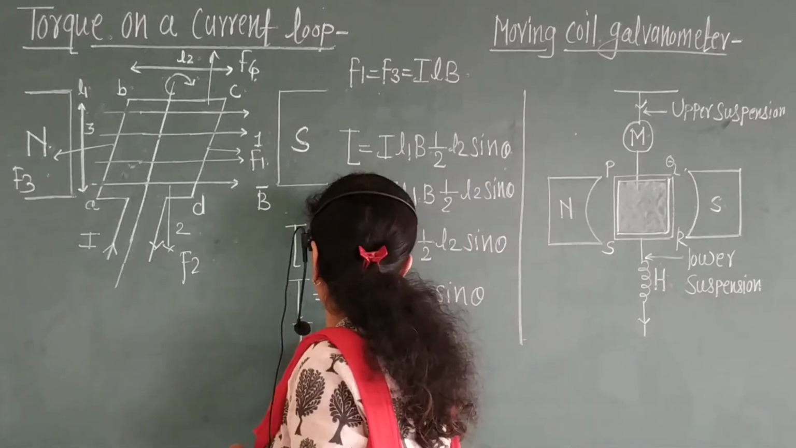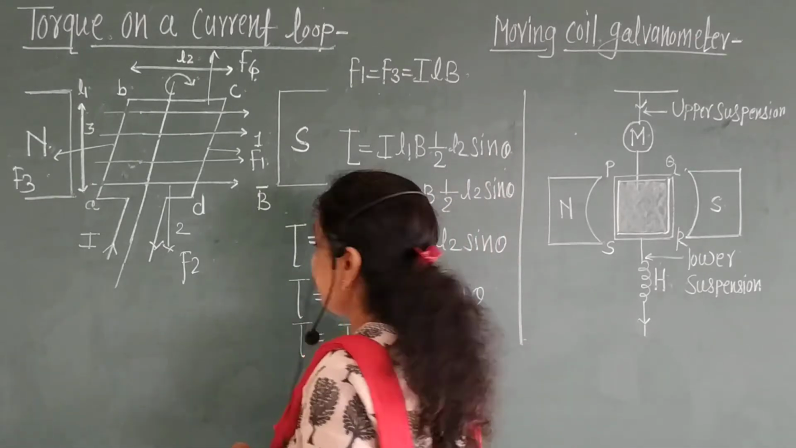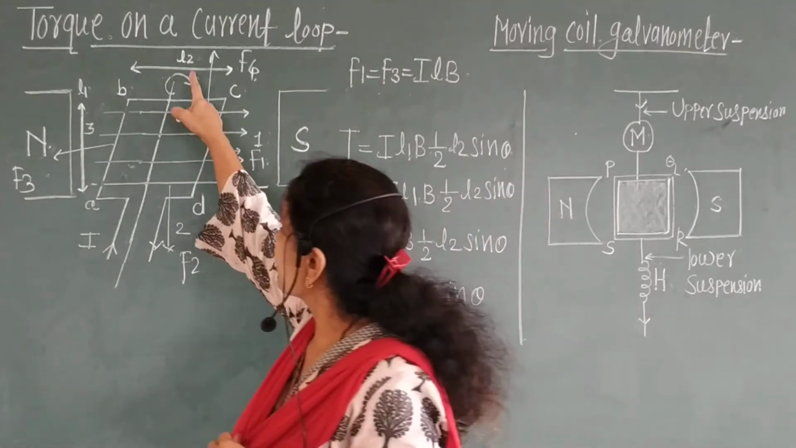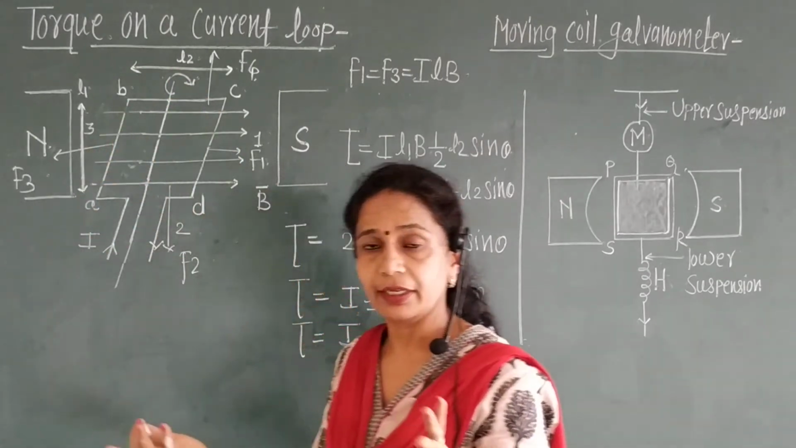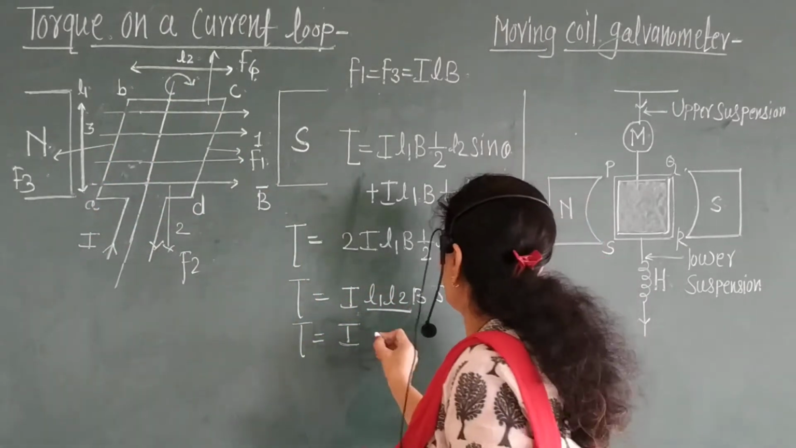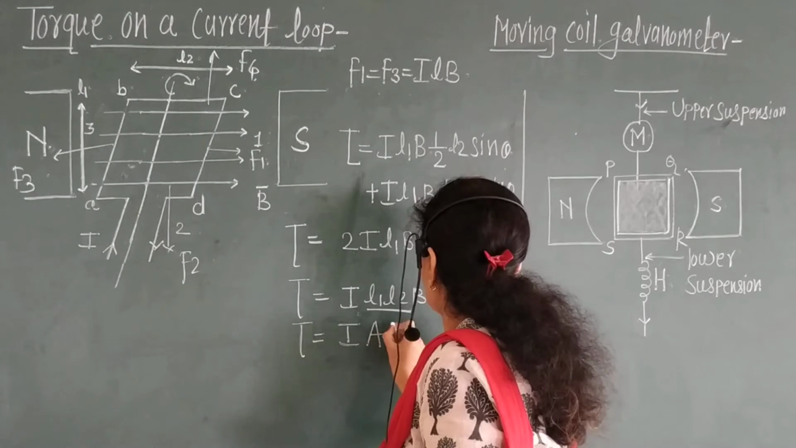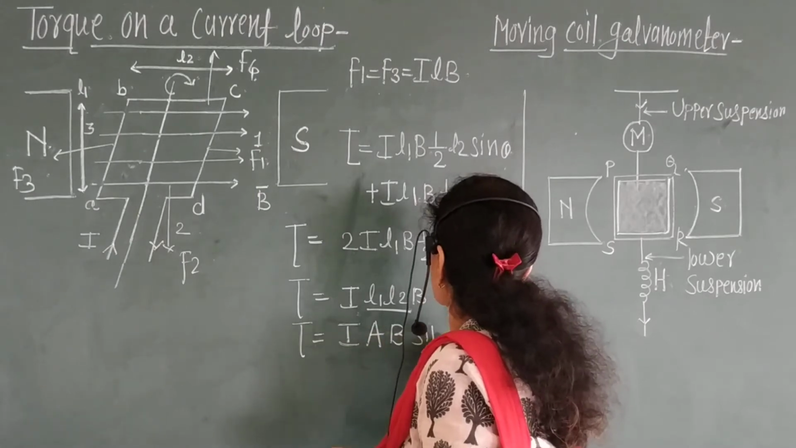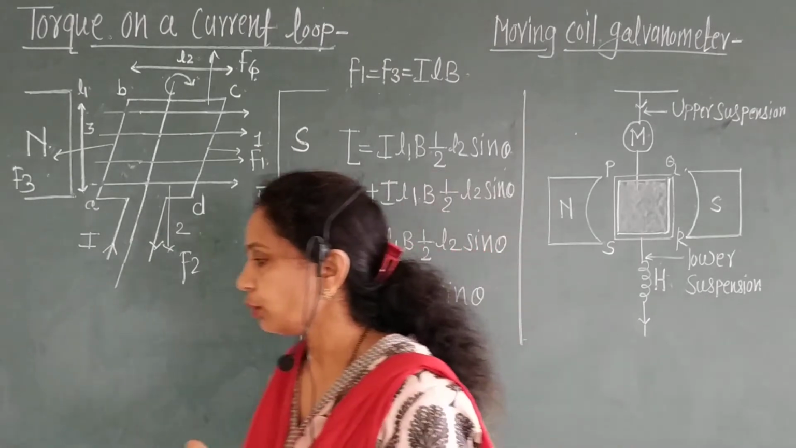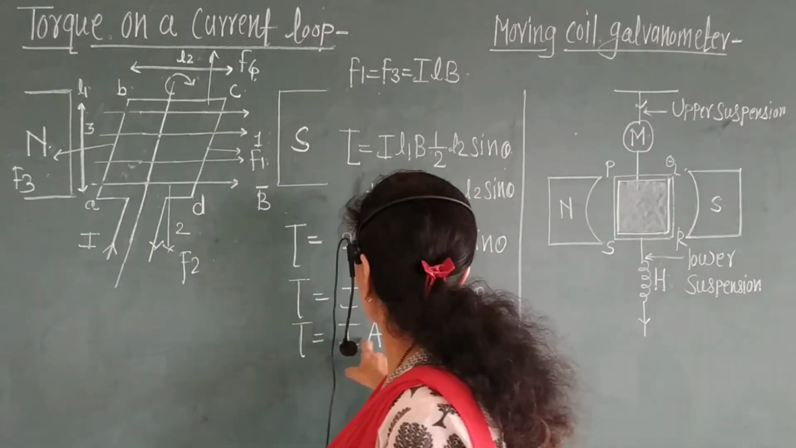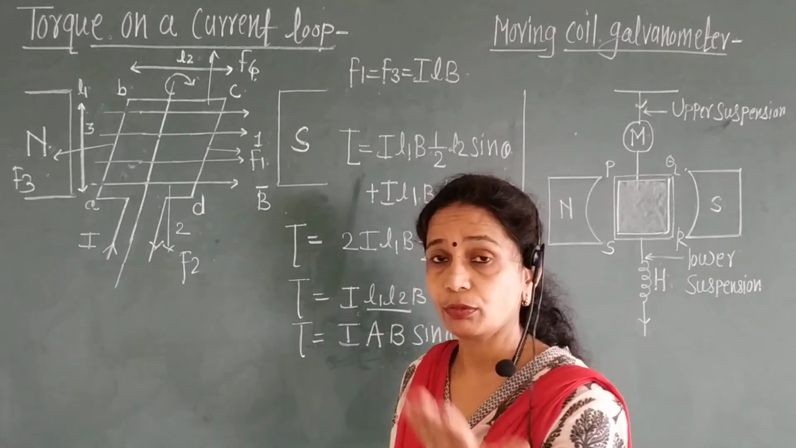Therefore torque tau is equal to I L1 L2. This is L2, this is L1. It represents the area of the loop. Therefore, I A B into the sine of theta. Torque tau is equal to IAB into the sine of theta.